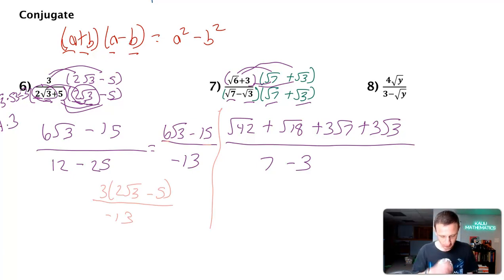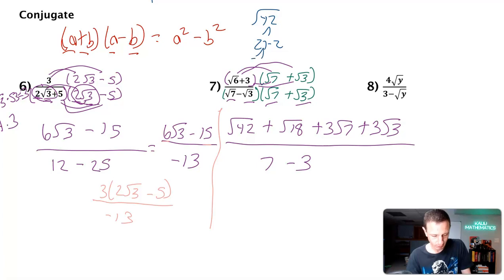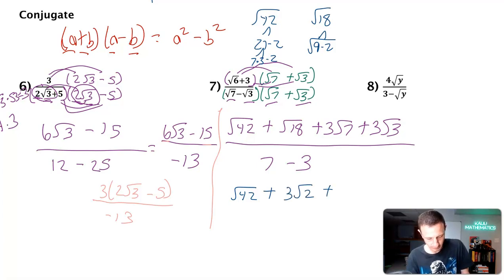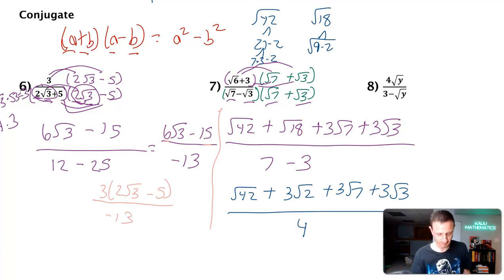Let's try to simplify these radicals. Square root of 42 does not simplify because square root of 42 is 21 times 2. 21 is 7 times 3 times 2. There's all prime numbers there, so nothing to do with that, surprisingly. You'd think 42 would have something, but it actually doesn't. Square root of 18, that is 9 times 2. Square root of 9 is 3, so we'll get 3 root 2 plus 3 root 7 plus 3 root 3 all over 7 minus 3 is 4.